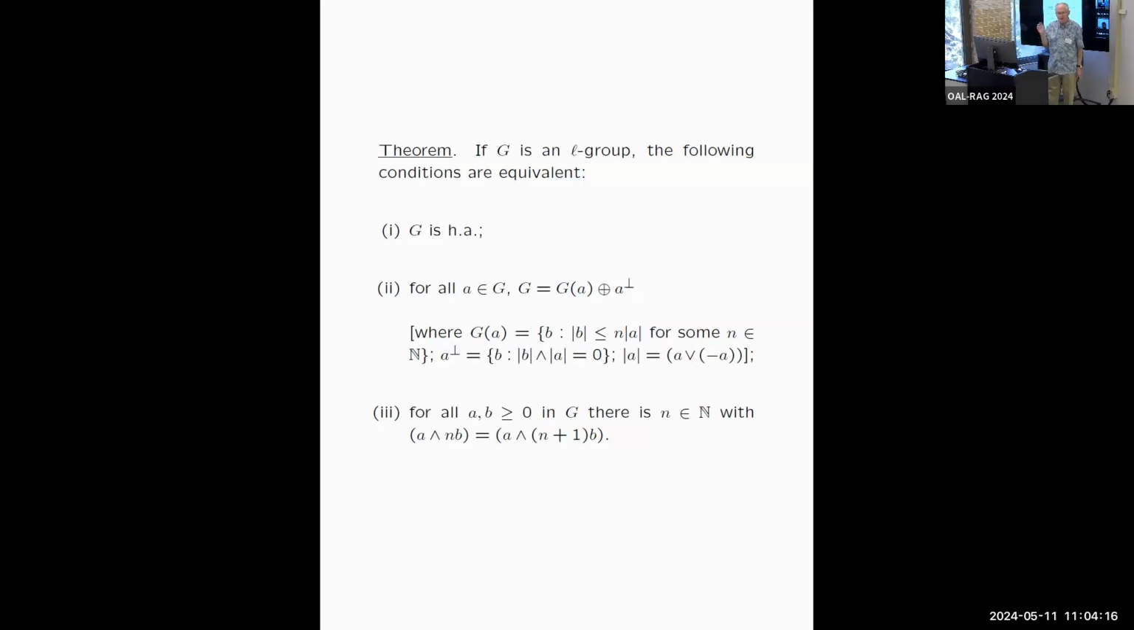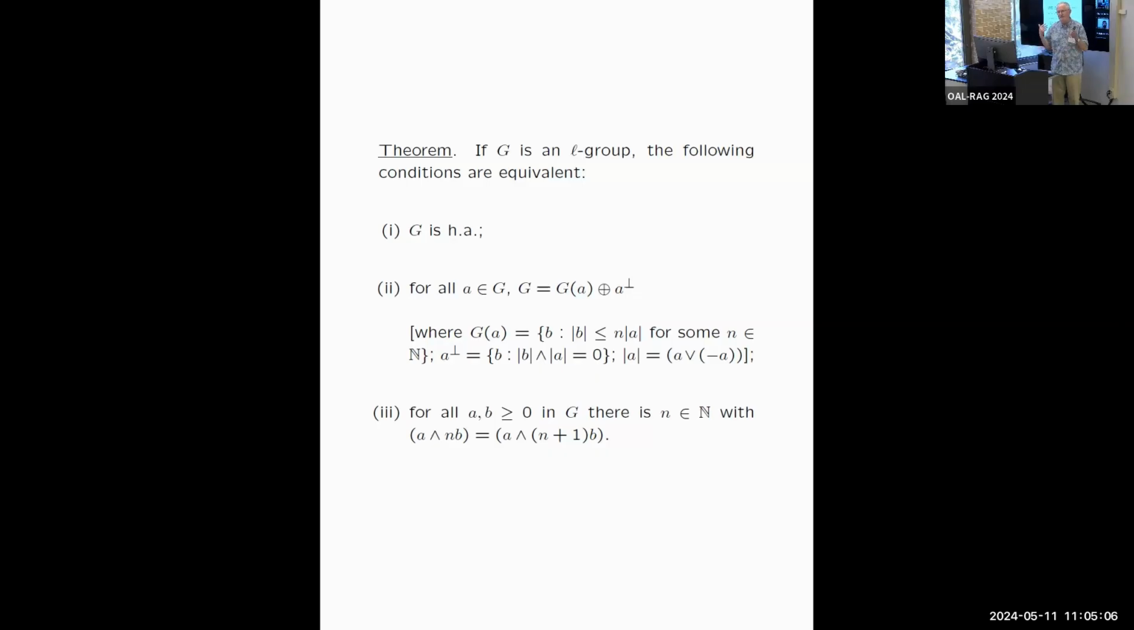Another condition is that for all non-negative A and B in G, there's some natural number n so that A meet nB is A meet (n+1)B. Again, conditions 2 and 3 just refer to the L-group G. You don't have to talk about other L-groups in relationship to G. However, some of these other conditions are very convenient. For example, one that I found very convenient when trying to show that a given L-group is hyperarchimedean is the condition that every linearly ordered homomorphic image should be Archimedean. Then you can use what you know about Archimedean linearly ordered groups, which are, of course, isomorphic to subgroups of the reals.